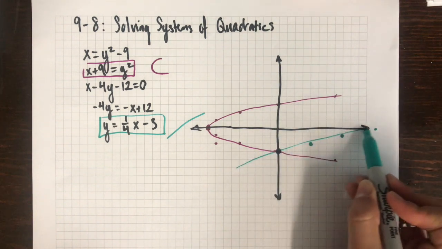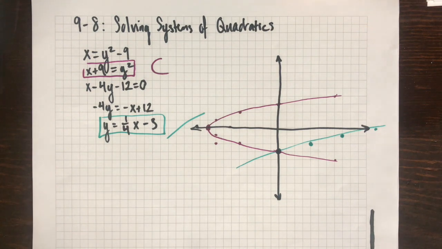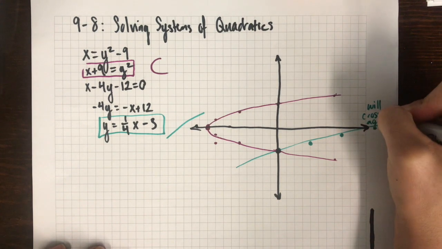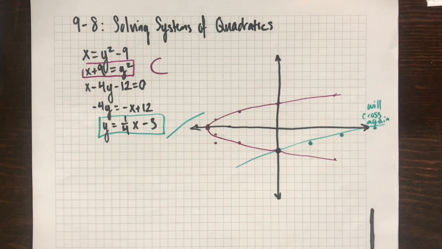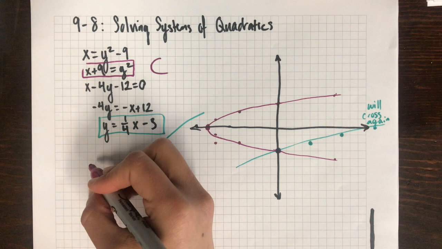Now, I can see that this line is crossing the parabola one time, they're intersecting, but eventually I'm going to keep drawing this line forever and ever, and eventually it's going to cross the parabola again. So this is actually going to have two solutions. I can see that the first solution is 0, negative 3. That's the first place where they're intersecting. But how do I figure out the second place where they're intersecting?